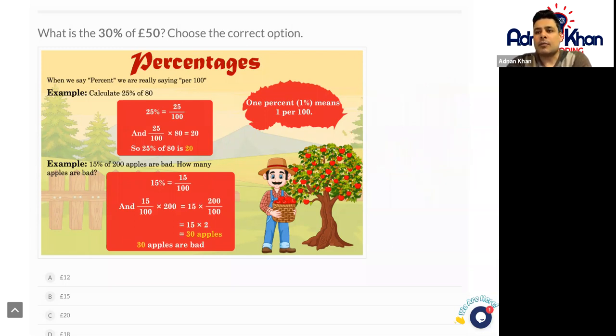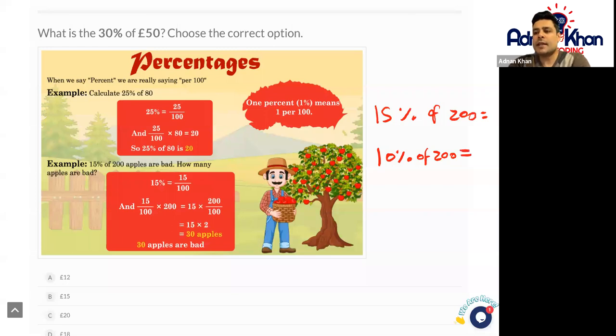Let's try a second example. Let's try 15% of 200. Now I'll show you a different working out method here. So let's work out what 10% of 200 is.